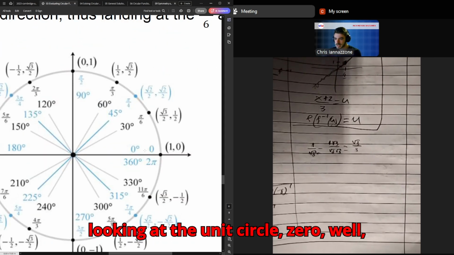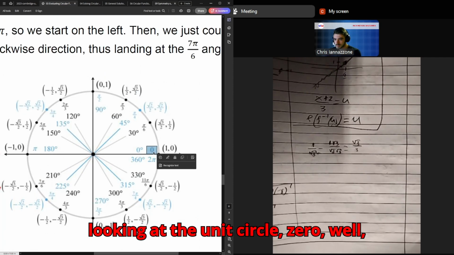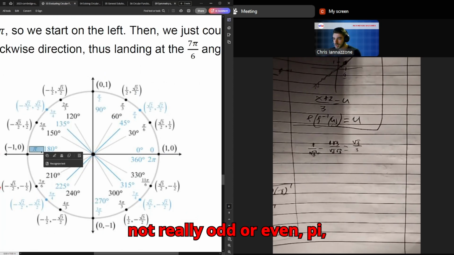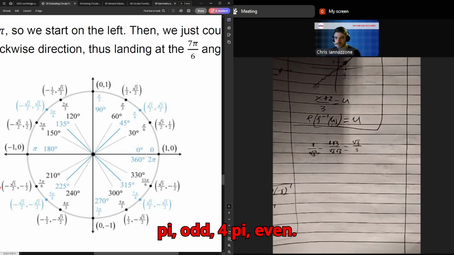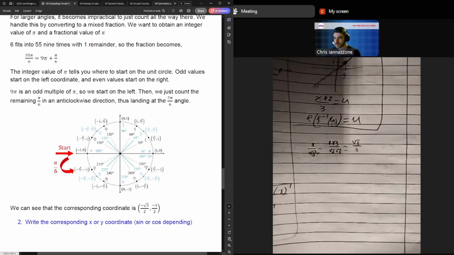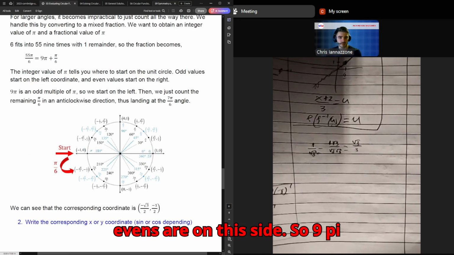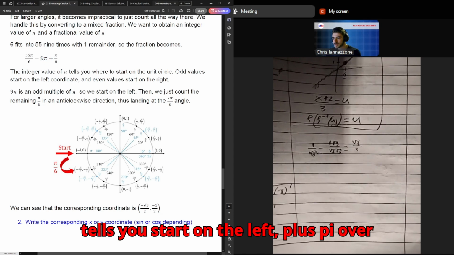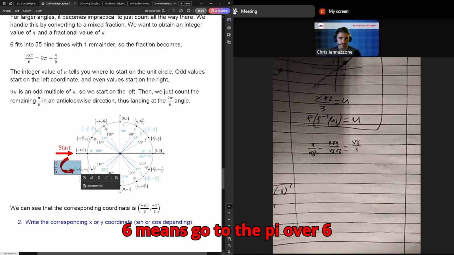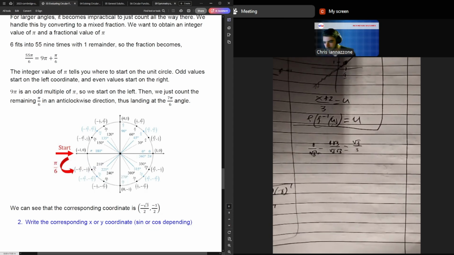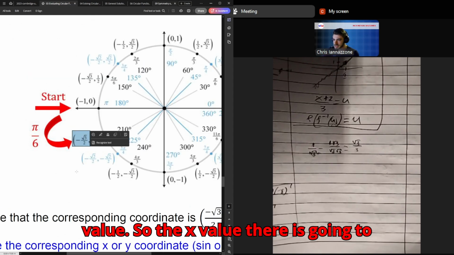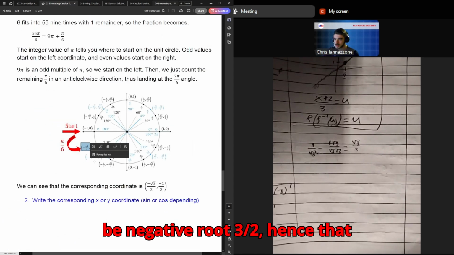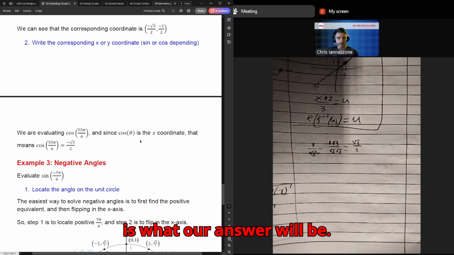That's because if you're looking at the unit circle, 0, well, not really odd or even, pi, odd, 2 pi, even, 3 pi, odd, 4 pi, even. All the odds are on this side, all the evens are on this side. So 9 pi tells you start on the left, plus pi over 6 means go to the pi over 6 spot that's in that quadrant. In this case, because it's cos, you give the x value. So the x value there is going to be negative root 3 over 2, hence that is what our answer will be.